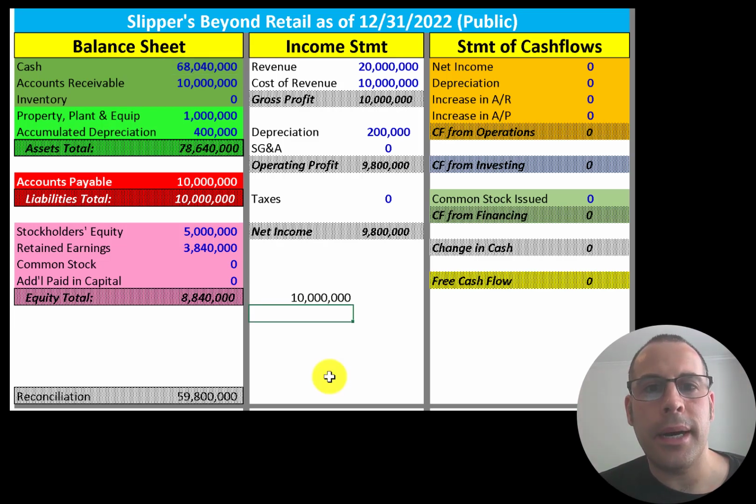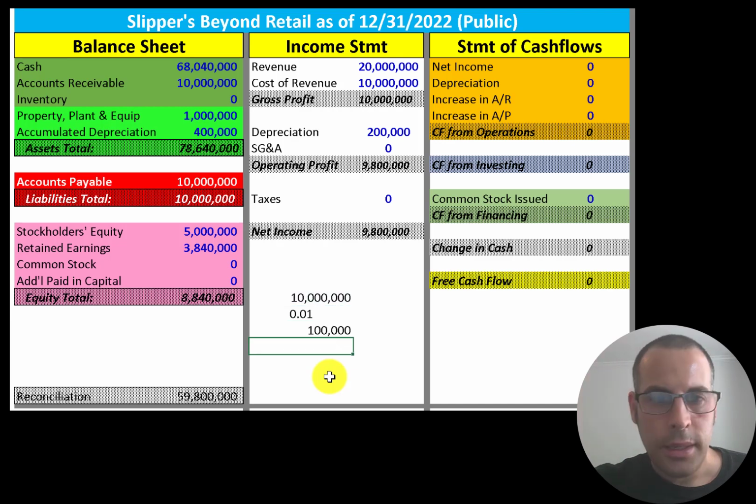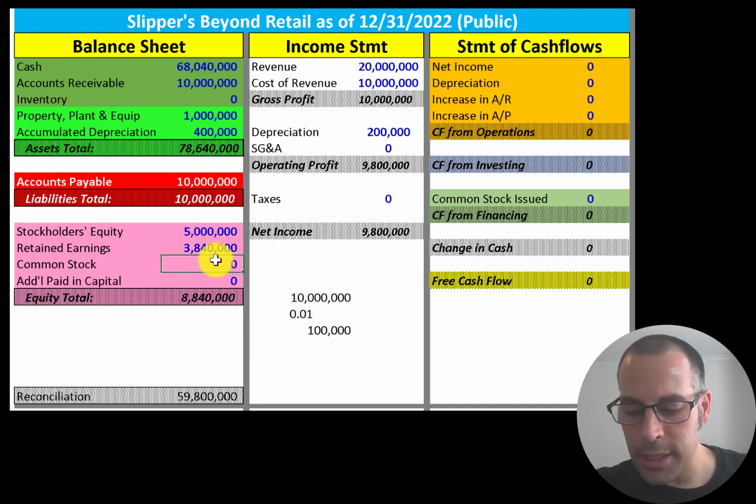When companies sell stock, they usually assign a par value. It's usually an arbitrary number just to keep track of the number of shares in the market. It's usually like 1 penny or maybe even 1/100th of a penny. So I assigned a par value of 1 penny per share. So 10 million shares times 1 penny equals $100,000. And that's going to go into common stock.